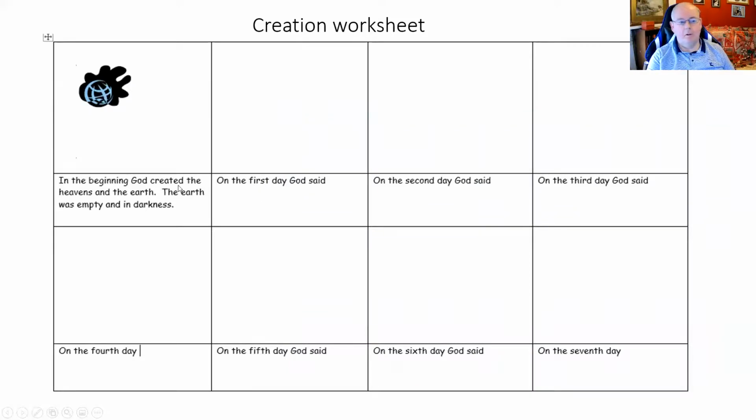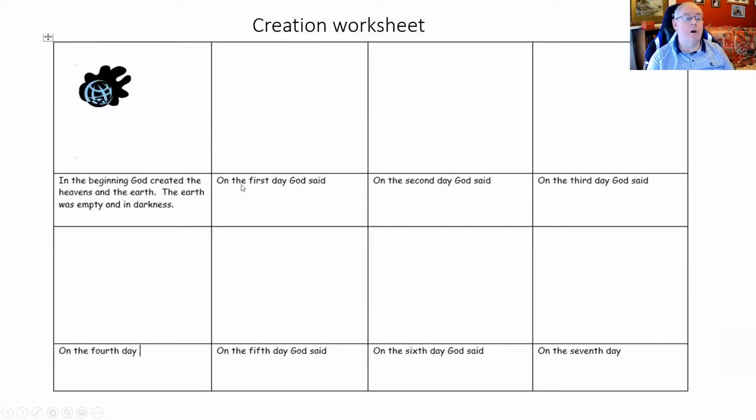In the beginning, God created the heavens and the earth. The earth was empty and in darkness. So there we have a picture of the earth there, empty and in darkness. And I've put some words there, but I'd like you to finish the sentence.